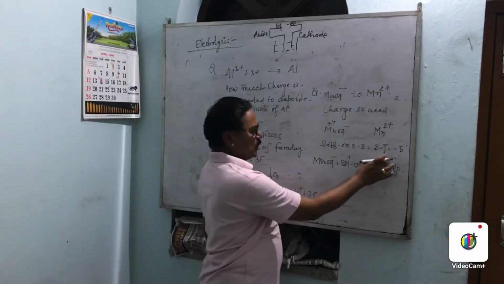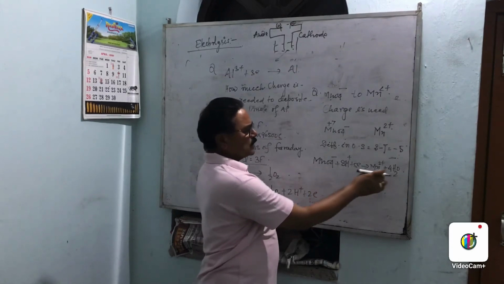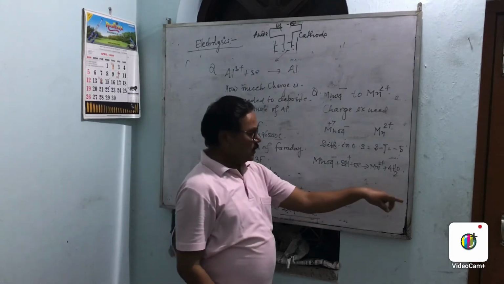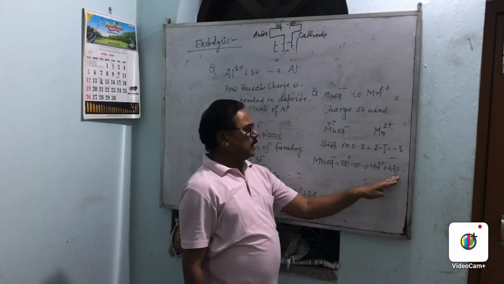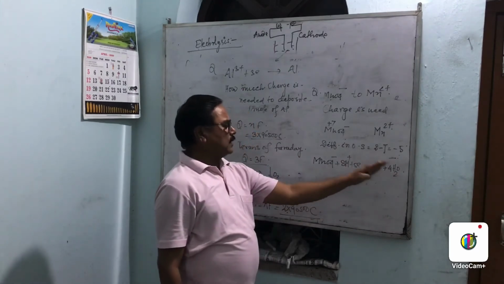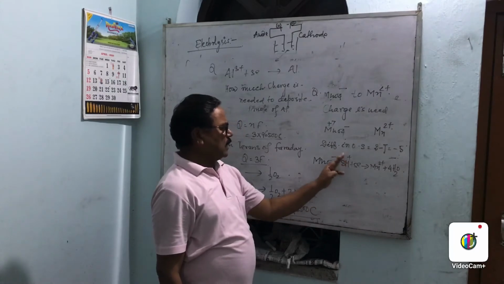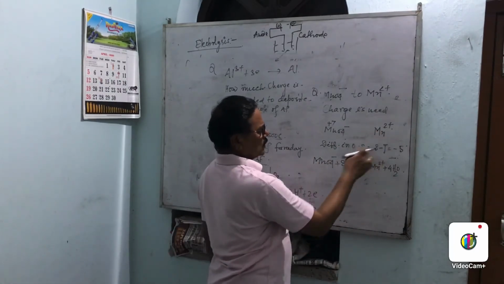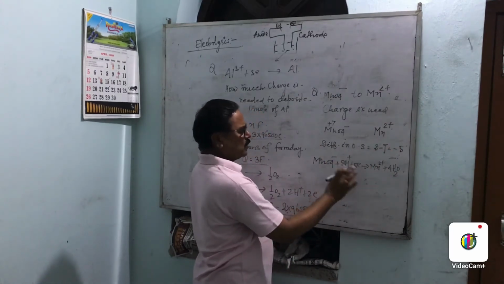MnO4 minus goes to Mn2 plus. Here there are 4 oxygens, so we balance oxygen by adding the proper number of water molecules on the opposite side. Then if the medium is acidic, we add H plus ions equal to the number of hydrogens on the opposite side, and then charge balancing, by the oxidation number method or by charge, gives 5.